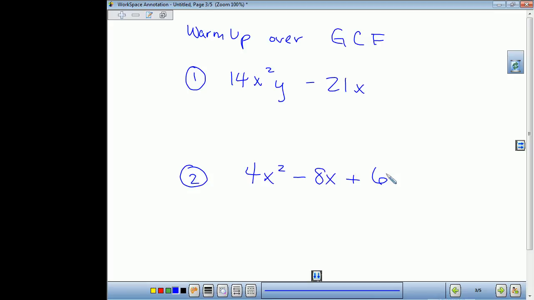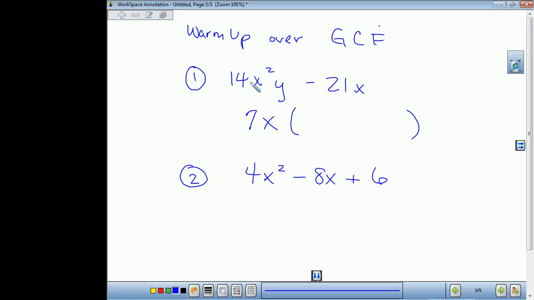Okay, guys, let's take a look at these two. Even though we're going to learn something a little bit new every day, we're also going to do mixed review every day. Let's go through my steps. Step 1 is to always look for a GCF, which is what we did yesterday. The number that divides into both of these is 7. What variables do they have in common? X.